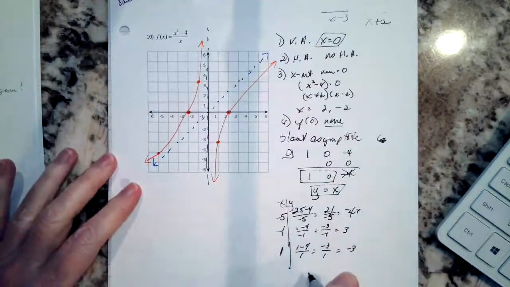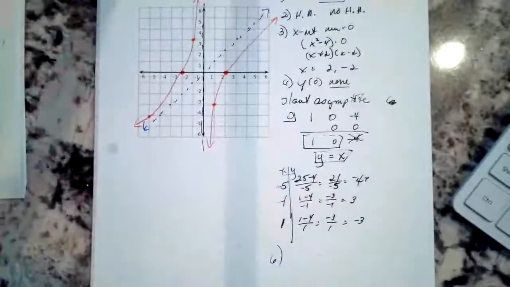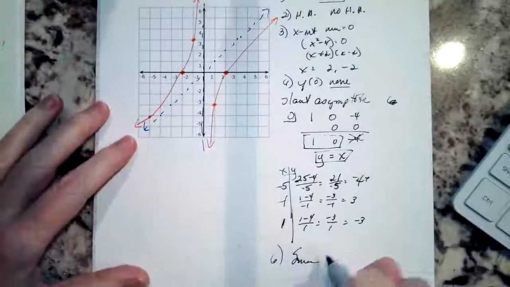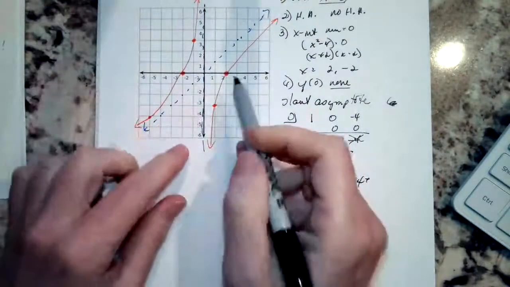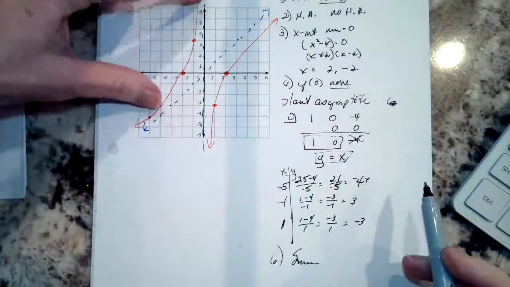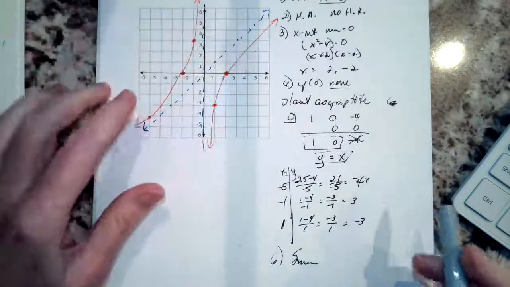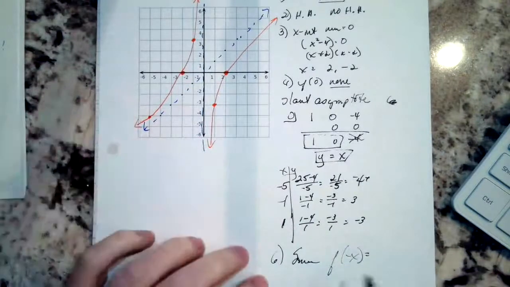Number 6, our last thing we were looking at, was symmetry. This does not have y-axis symmetry. We don't have the same thing over here that we have over here. I mean, this guy is way up higher than this one. So we don't have that, but let's check and see if we have origin symmetry.